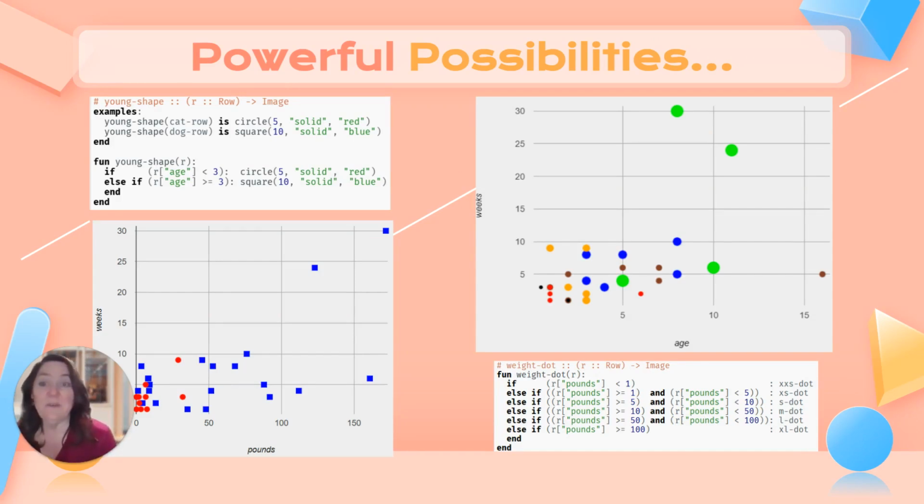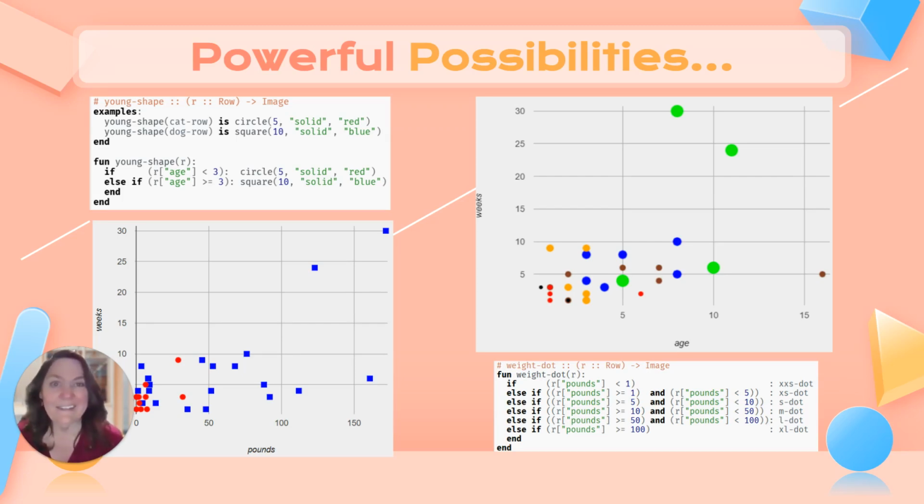The students are asked to go ahead and write their own function that is called young shape. That will make a red circle if the animal is young, less than 3, and a blue square if they're 3 or older. And then you get this little graph here that shows them very clearly. Look at that. Those heavier animals are older as well.